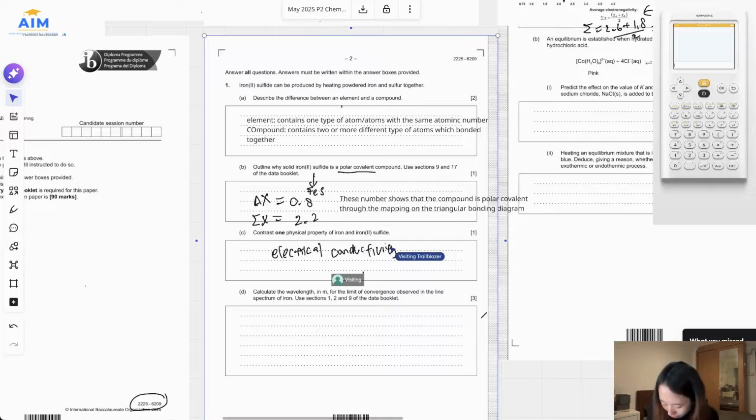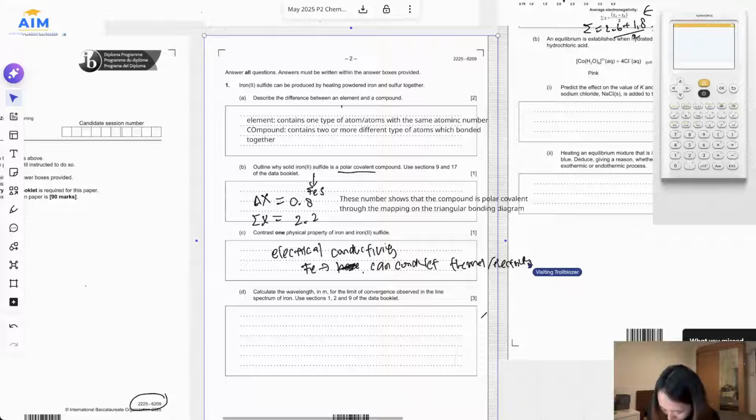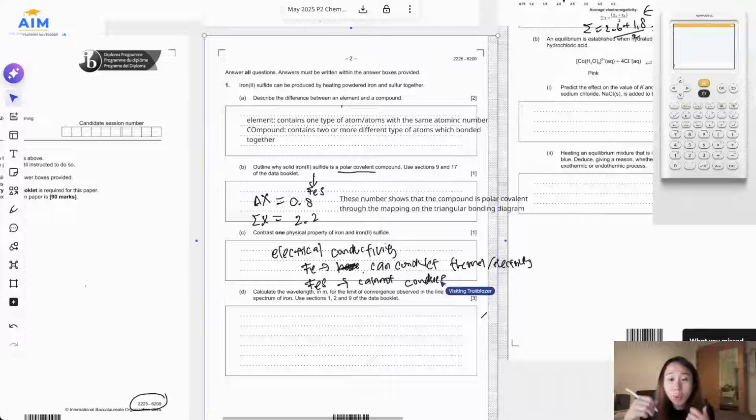So iron can conduct thermal or electricity. Meanwhile, FeS cannot conduct. Then what is the reason?